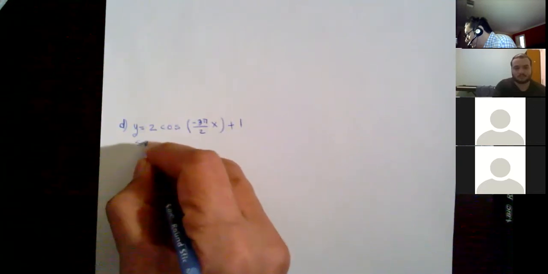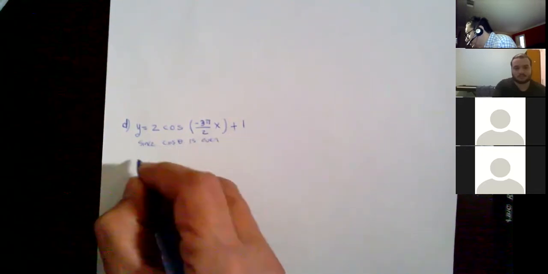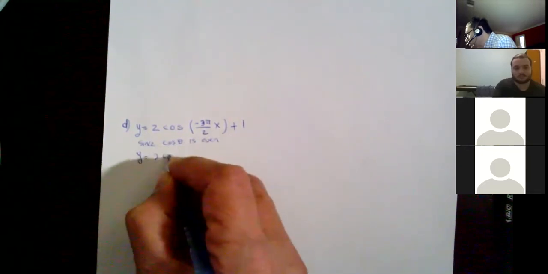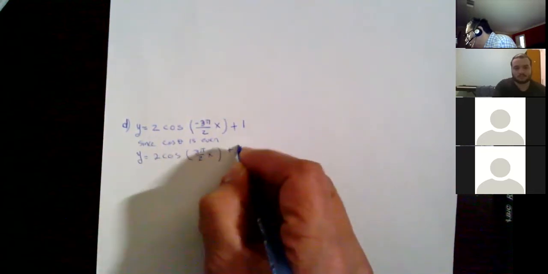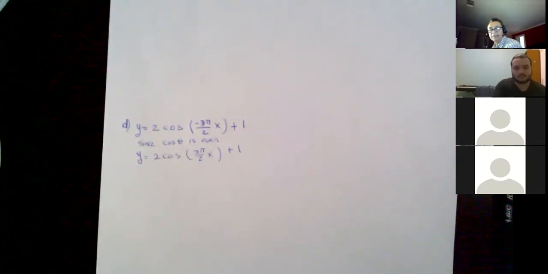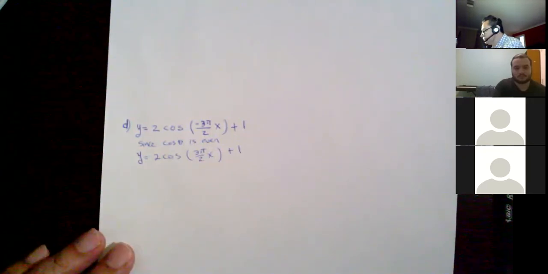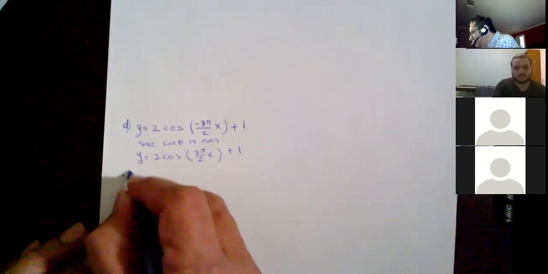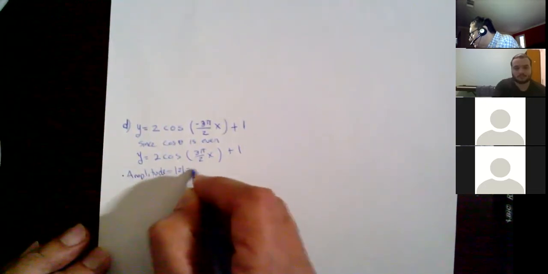So I'm going to write this: since cosine theta is even, then y equals 2 cosine of 3 pi over 2x plus 1. So I don't have to worry about that negative sign anymore because the cosine is even. So we're going to do the same steps as we did before. Let's start with the amplitude. Amplitude is the absolute value of 2, which is 2.